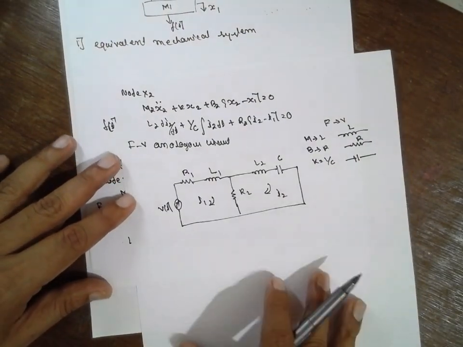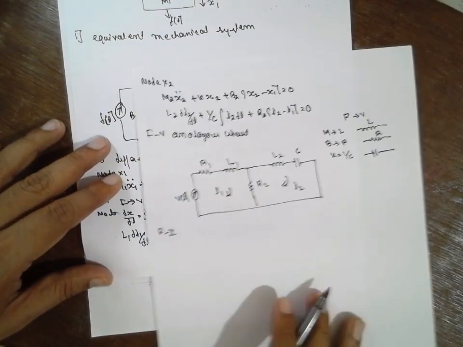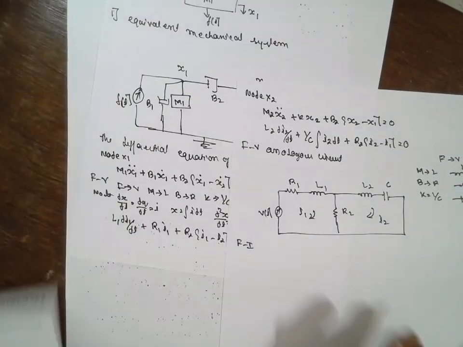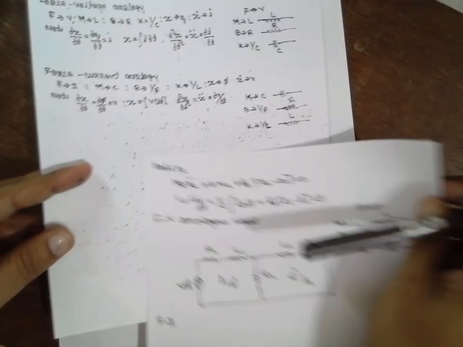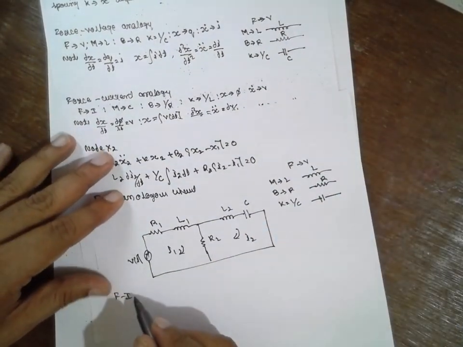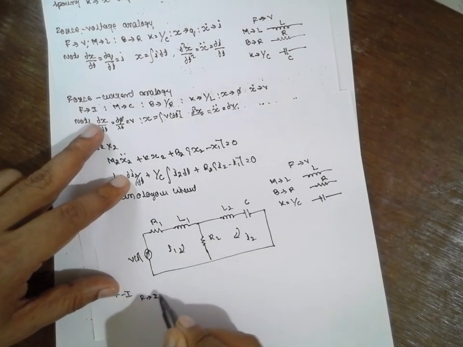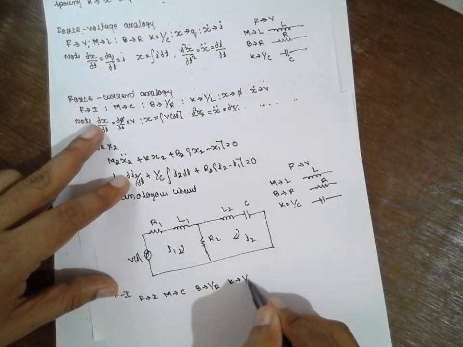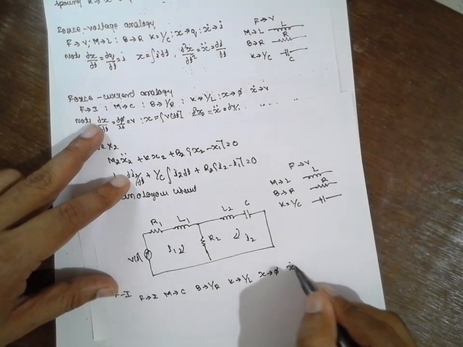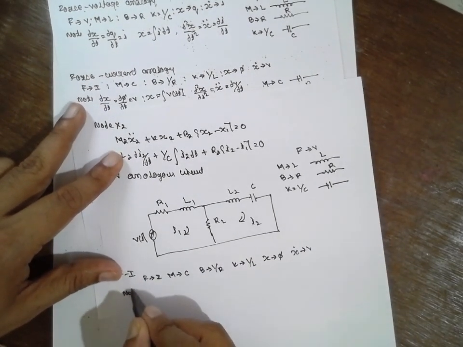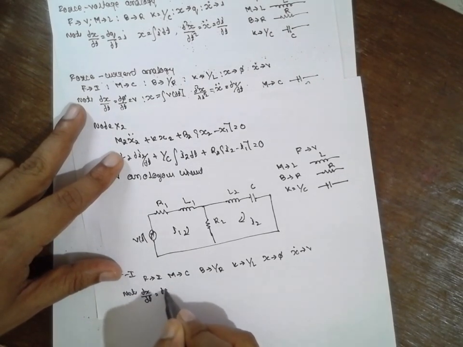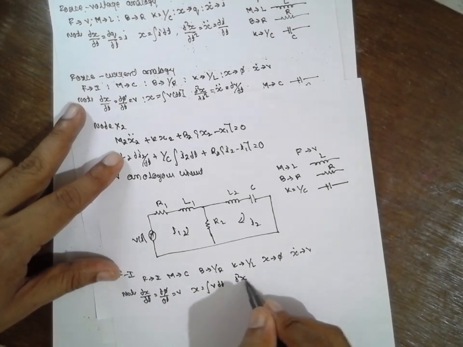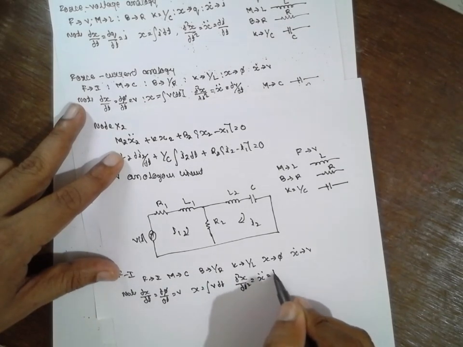Next I will go for force to current. Produce the formula. Force to current formula. This is the list of the formulas. I will use this one. V or F has to convert into I. M is to capacitance. B is 1 by R. K is 1 by L. X is phi. X dot is V. Note, dx by dt is equal to d phi by dt. Phi is the integration of V dt.